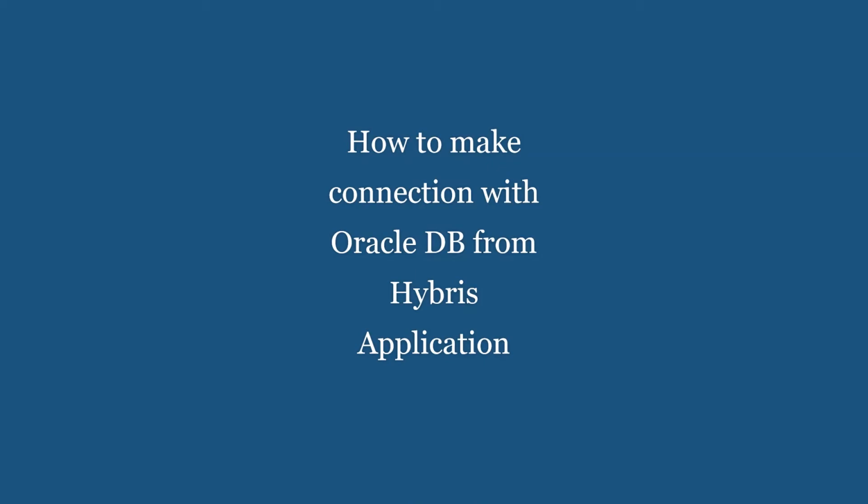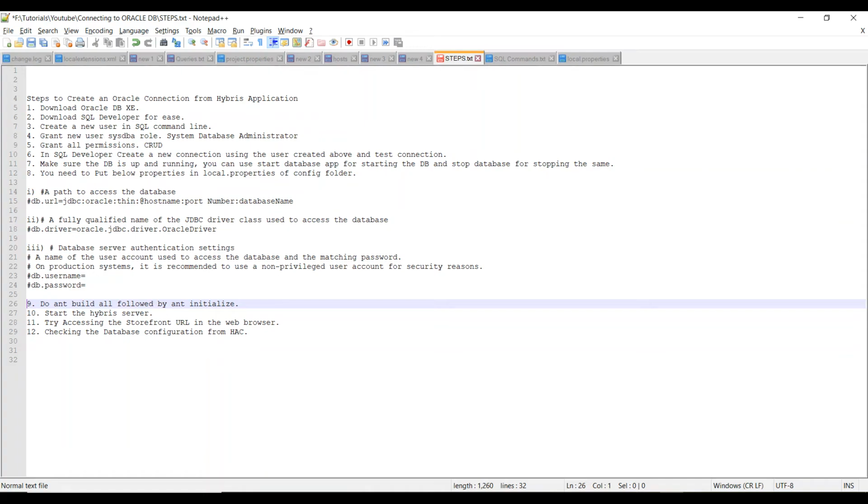Today we are going to see how we can connect an Oracle database from our Hybris application. These are the steps to create an Oracle connection from a Hybris application. First, you need to download the Oracle database. In my case, I have downloaded Oracle 11G. Second, download SQL Developer for ease. SQL Developer is very easy to use and you can easily manage data in it.